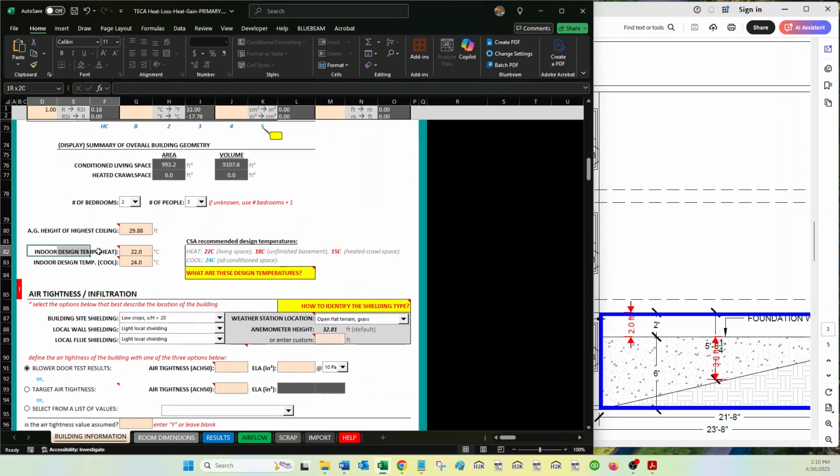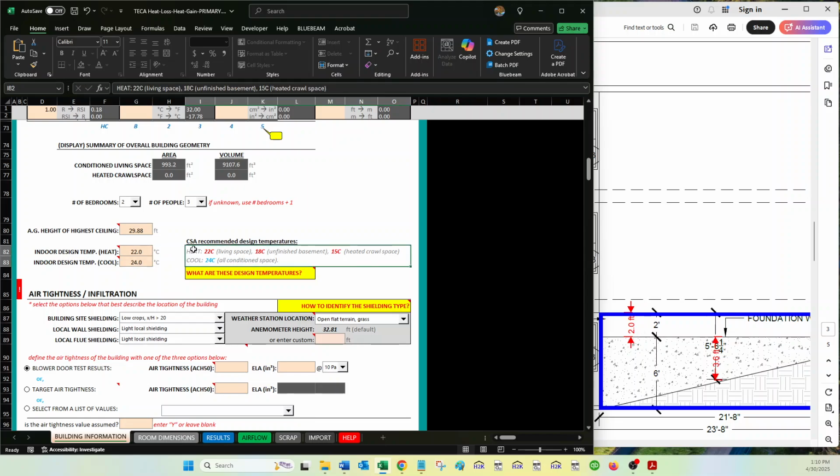Indoor design temperatures, this is half of our driving force of heat loss and heat gain. If we crank this number up to 24, 26, 28, right? Our demand is going to get bigger because it's going to require more energy to keep the inside temperature hotter in the wintertime.